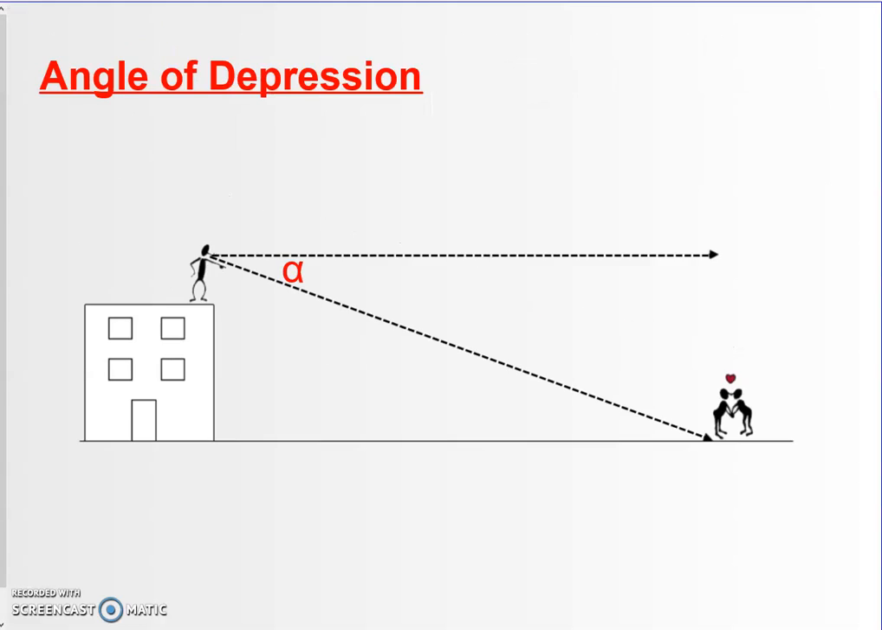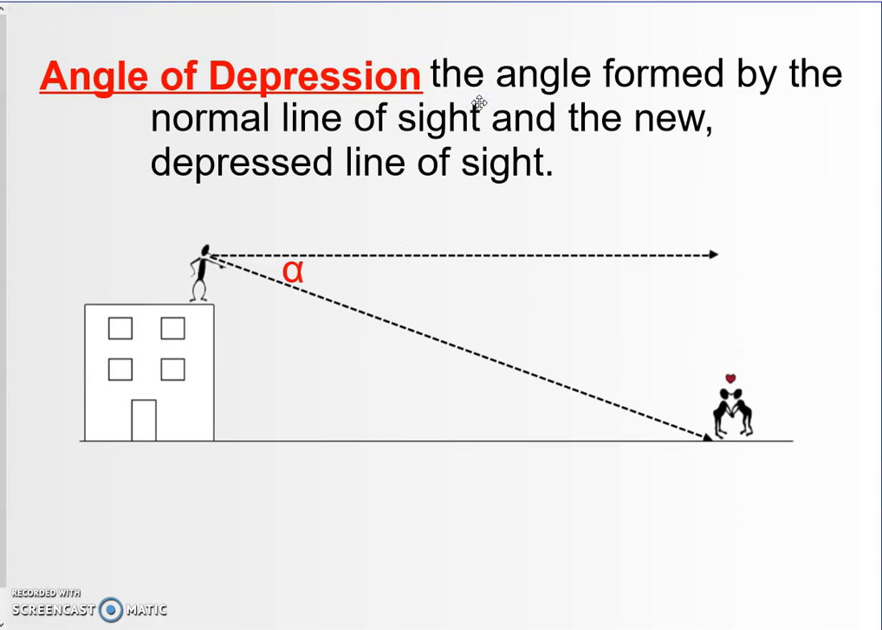And then we have an angle of depression. That's the exact same definition, except instead of the angle formed by the normal line of sight and the new elevated line of sight, it's the new depressed line of sight. Again, you want to be looking straight ahead, but instead you push that angle downwards. You depress it and you're looking down. So that is the angle of depression. And this is the one that most kids make a mistake with. They draw the angle of depression here, but it's not there. It's the normal line of sight being pushed down.